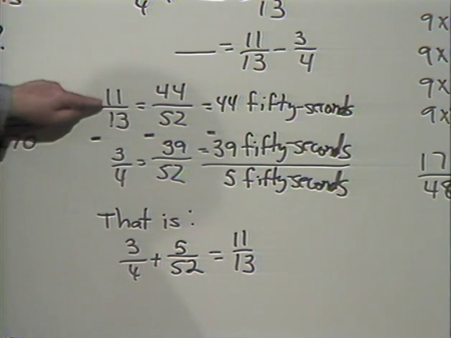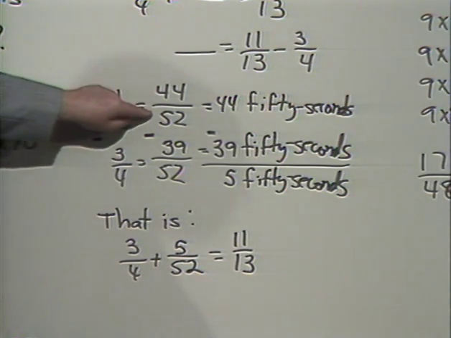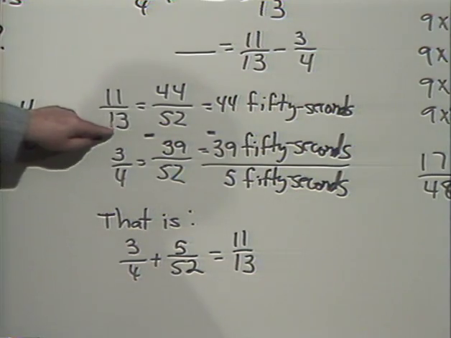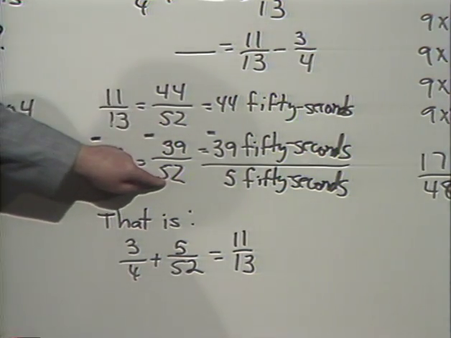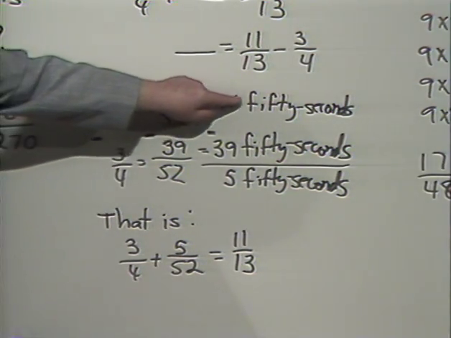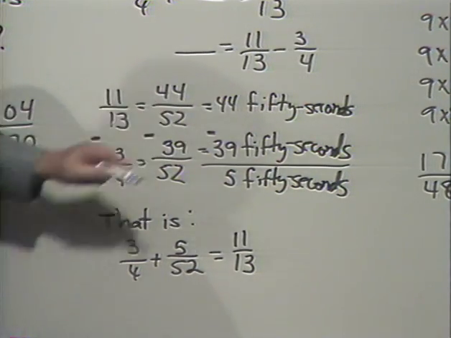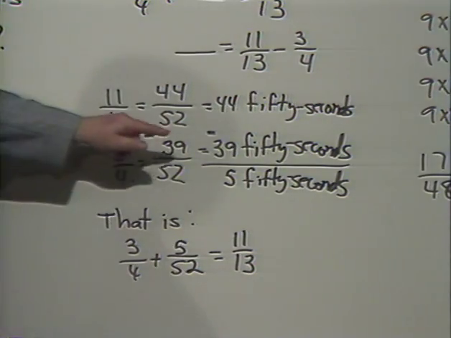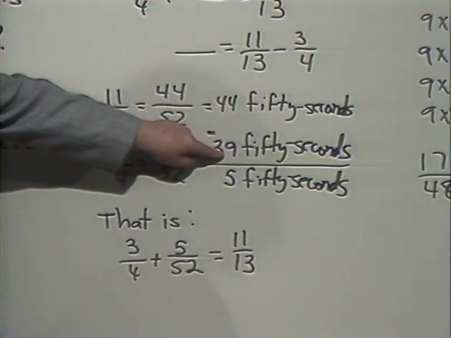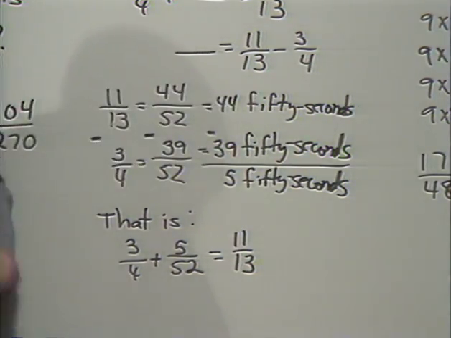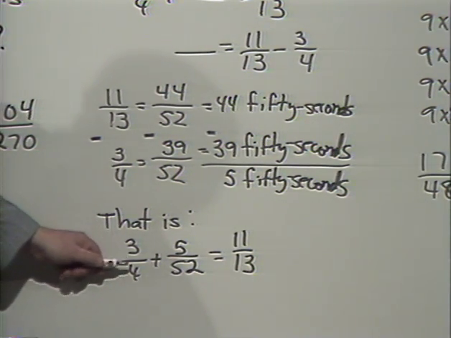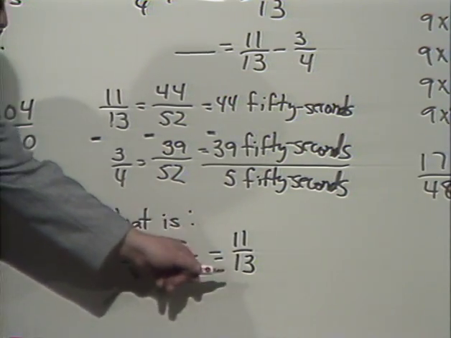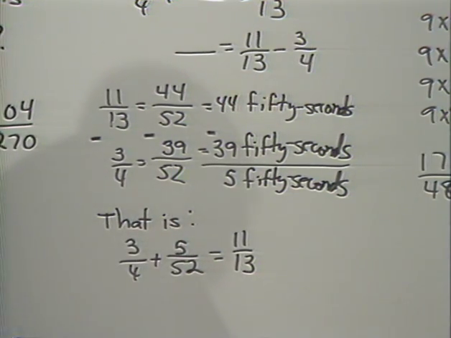Leaving the details to you, 11 out of 13 is the same as 44 out of 52. 3 out of 4 is the same as 39 out of 52. If I take 44 fifty-seconds and subtract 39 fifty-seconds, the answer is 5 fifty-seconds. You see, we still subtract the whole numbers as long as they're adjectives modifying the same noun. In other words, the number that we have to add on to 3/4 to get 11/13 is 5 fifty-seconds.